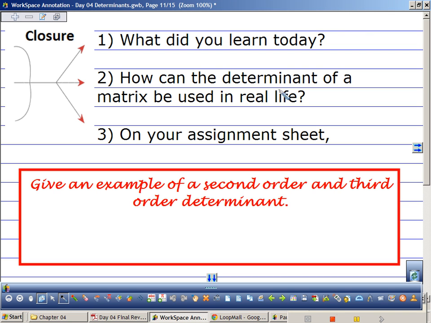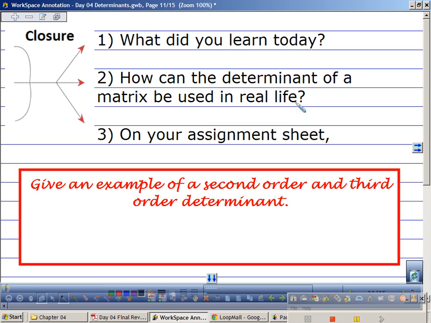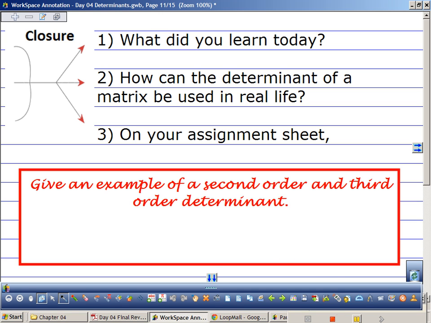Okay, so what did you learn today? Determinant. How can the determinant of a matrix be used in real life? Finding the area. On your assignment sheet, give an example of a second order and a third order determinant. So basically what we just did, like the A, B, C, D, E, F, that kind of thing. Okay, let me get your stamp sheets back.